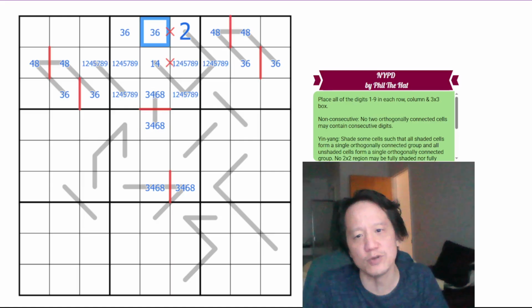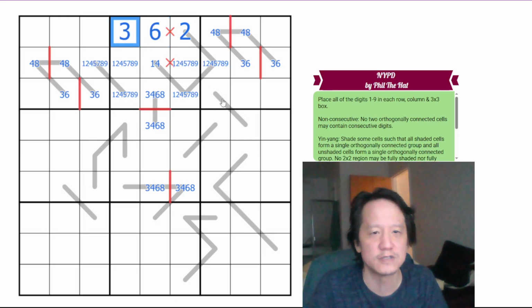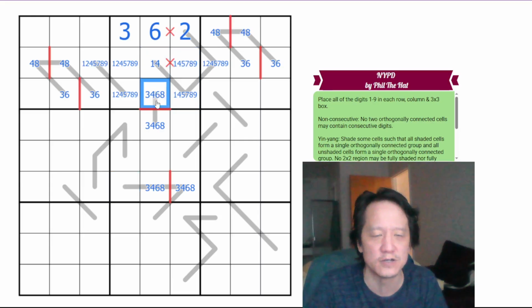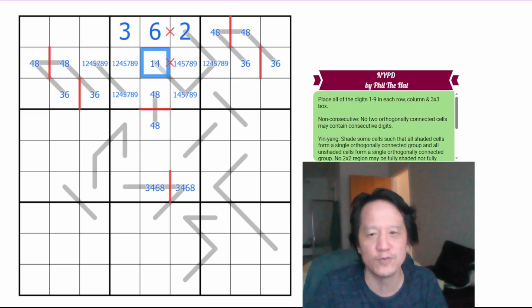This can't be 3 because it's not consecutive, so this is 6, this is 3. Oh, geez, that made things so much easier. This can't be 3 and 6. This is a 4, 8 pair. This can't be 4, so this is 1. So this must be double the other. So this is blue, this is green. Ah, that made things so much easier.